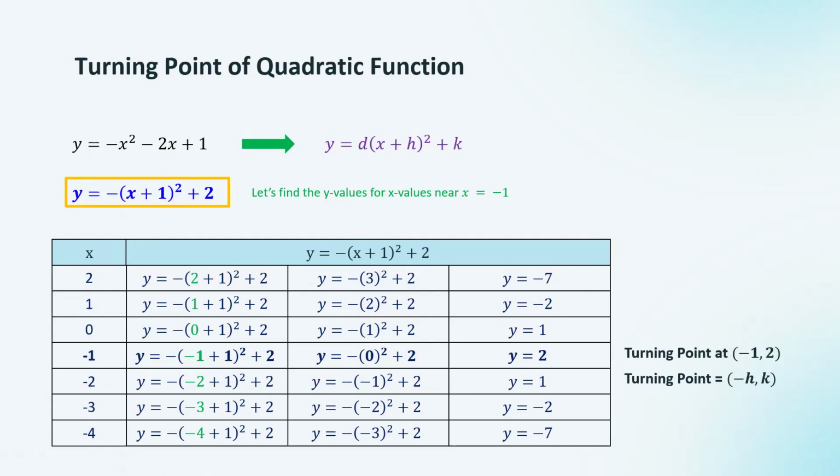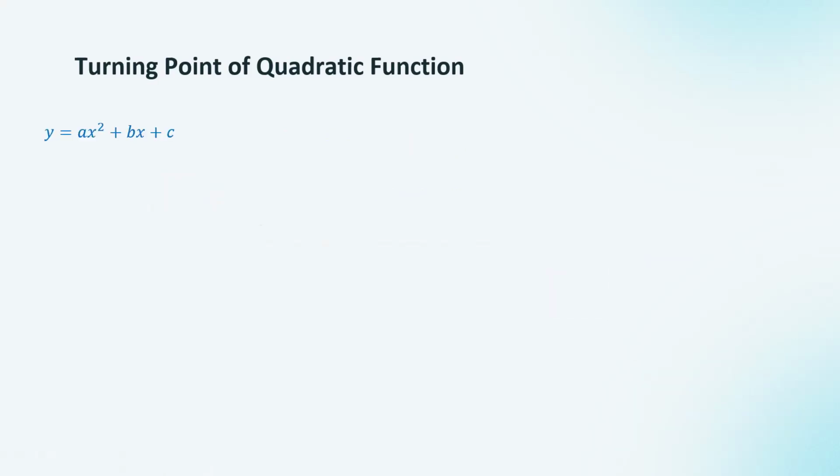And now, how do we know that this is a minimum point or a maximum point? Again, we can look at the d value. So the d will be less than 0, and it will have a maximum point. Okay, so we have seen how to find the turning point if we complete the square first. But what is the direct formula if we don't want to complete the square?